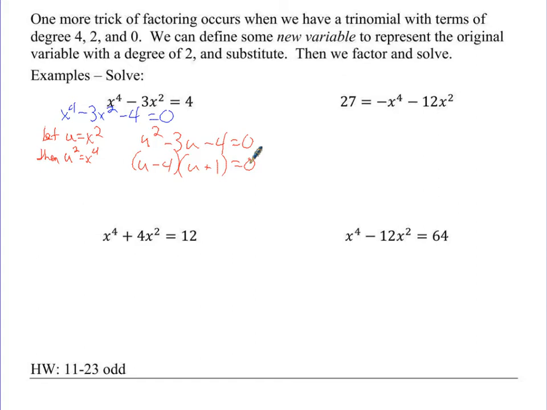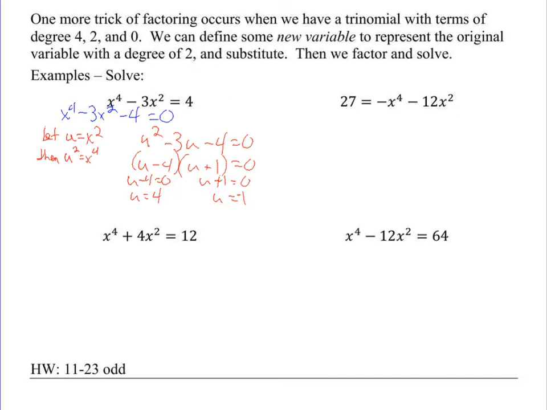So zero product property now. U minus 4 equals 0. U plus 1 equals 0. So u equals 4. U equals, sorry, I don't know why I keep doing that, so u equals negative 1. Now that I have those two answers, I know that u is equal to 4.